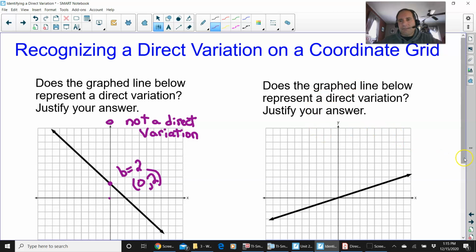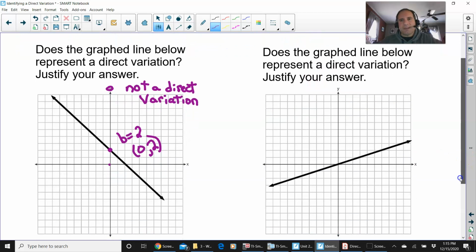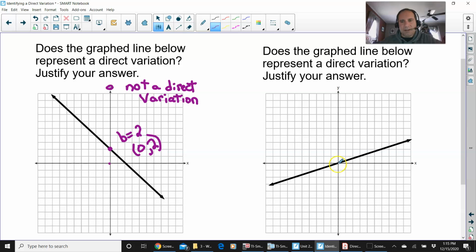Does this graph represent a direct variation? Well, let me go and put a point there. Yes, it does. Yes, this is a direct variation. And this is the reason. This linear function crosses at the origin.